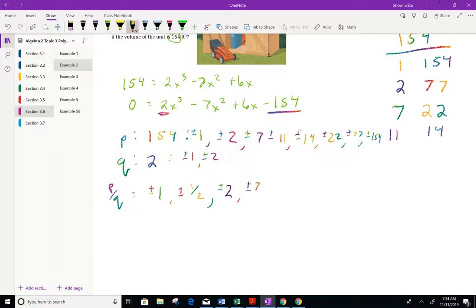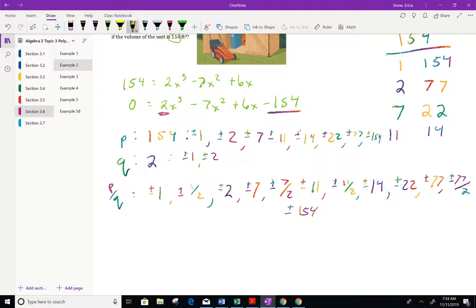And we get plus or minus 7, plus or minus 7/2, plus or minus 11, plus or minus 11/2, plus or minus 14, but 14 divided by 2 is 7. Same thing with 22, plus or minus 22, but 22 divided by 2 is 11. Plus or minus 77, plus or minus 77/2, and then plus or minus 154.